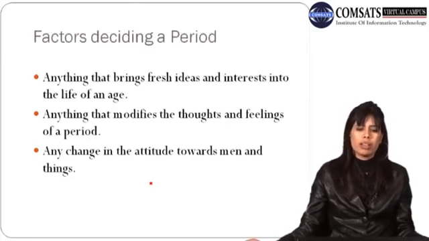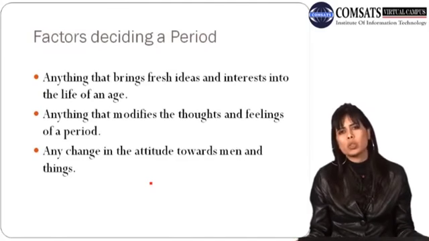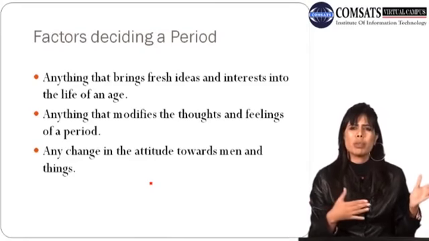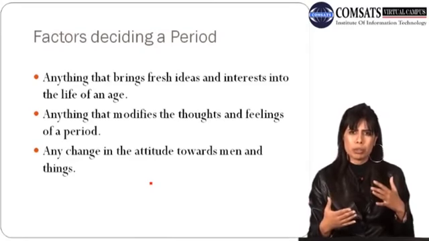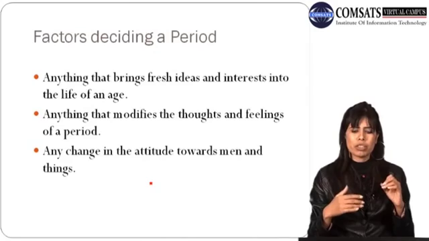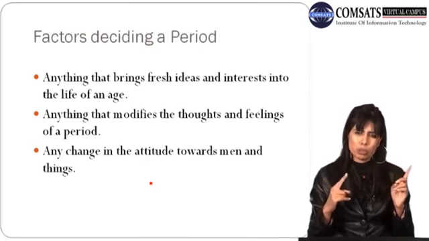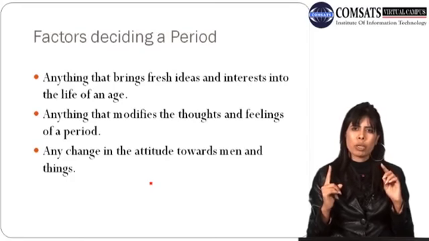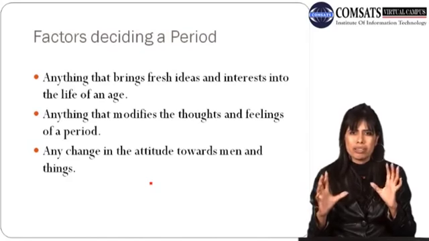Factors deciding a period. So my dear students, here you might be confused about how we can decide any kind of period, because there are too many periods in the history of English literature. So I'll explain what the factors are which are involved in deciding a period. Anything that brings fresh ideas and interest into the life of an age, definitely we would say that would be another period. So when we talk about different ages in the history of English literature, you'll be able to know about different tastes relevant to different eras.